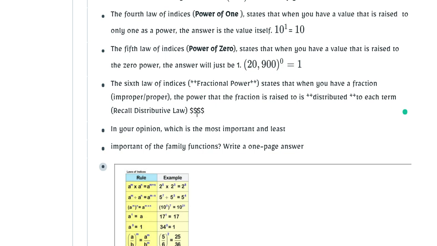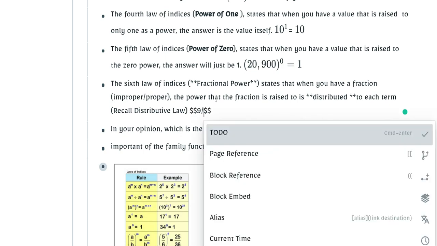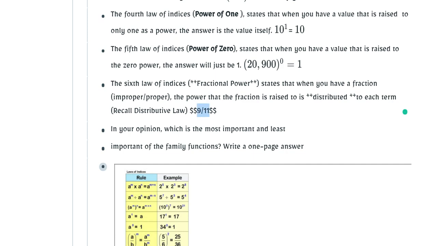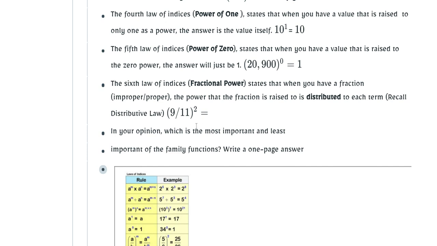So if I told you that I have a fraction, for example, 9 divided by 11, all raised to a power of 2, I want one person to tell me what's going to happen here based on the definition. Let me choose David. David, are you there?